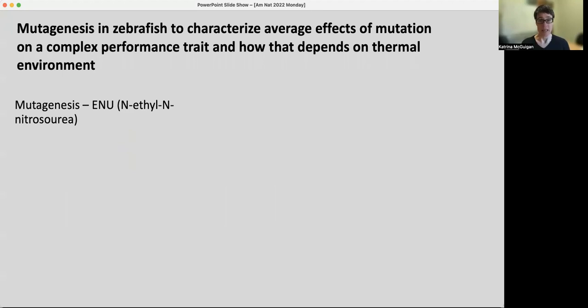ENU is a commonly used mutagen and it's used in forward genetic screens in biomedical model organisms such as zebrafish. In that approach, the goal is to induce as many mutations as an organism can tolerate to most efficiently and effectively characterize gene functions. We've been working to use ENU in a different way, where we're inducing a very small number of mutations.